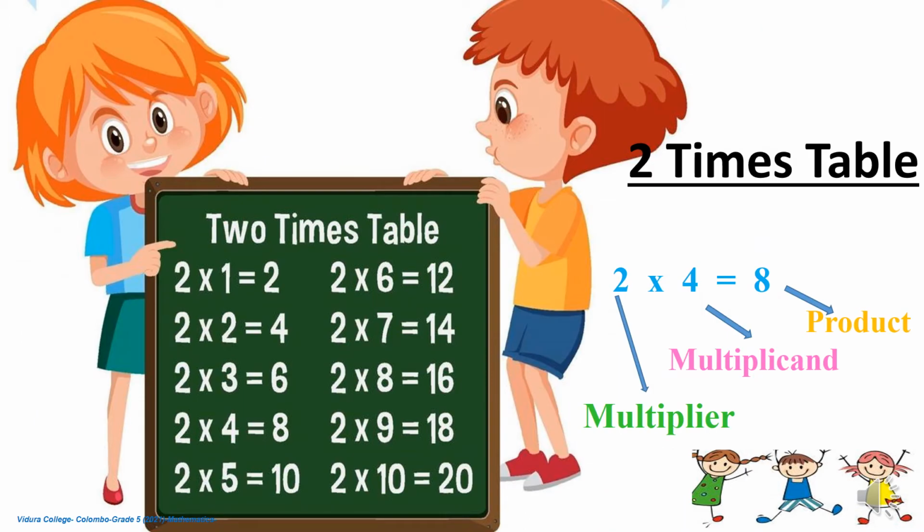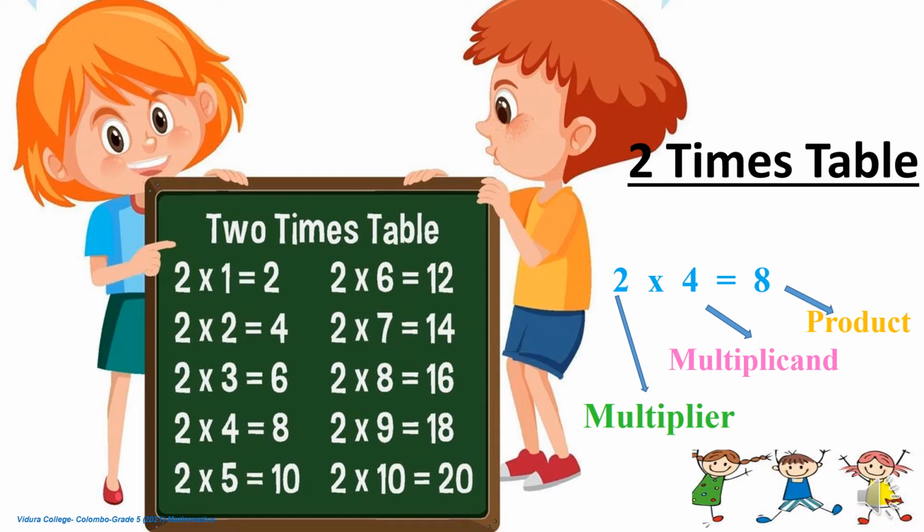Let's say the 2 times table. Now, in the 2 times table, see the way it's written. 2, multiplication sign, 1, equal sign, the answer 2. If you take 2 times 4, you know the answer is 8. 2, which is the times table, you call it the multiplier. 4 is the number you use to multiply, you call it the multiplicand. The answer you call the product.